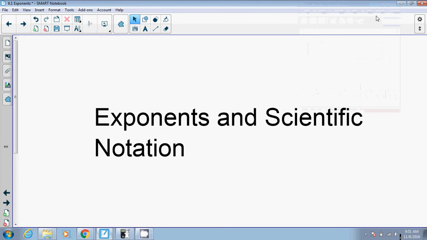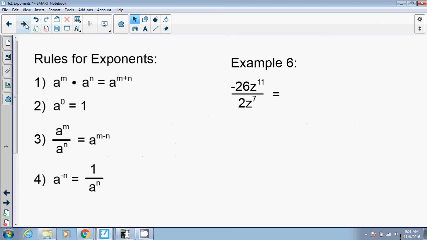This video will help you do exponents and scientific notation. As we discussed in the last two videos, we have the 4 rules of exponents that are learned in this lesson. So we're going to look at the third rule of exponents, which is the quotient rule for exponents.